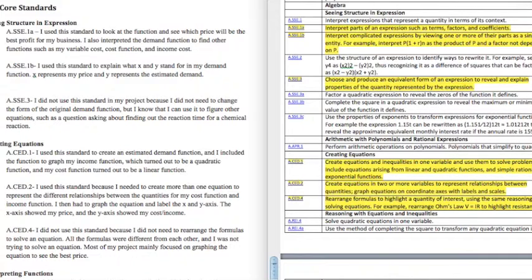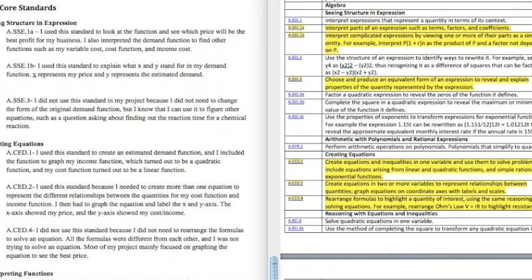So I did use this standard, and it was to explain what x and y stand for in my demand function. So x represents my price and y represents the estimated demand. So it is complicated, but by interpreting and looking at the different parts that make up the whole function, I was able to kind of break it up into what stands for what and which parts go where.